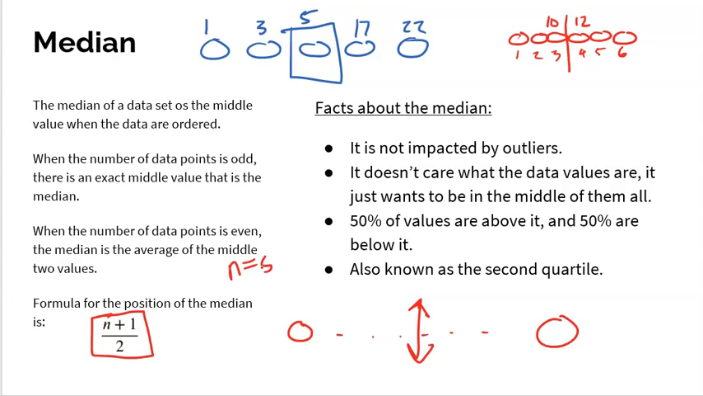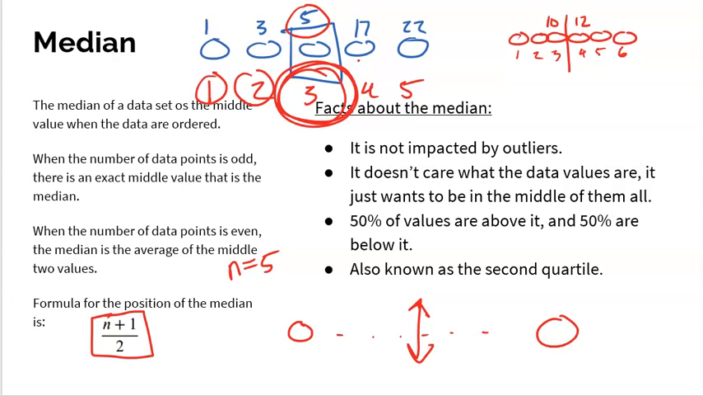If I have 5 pieces of data, and I say, okay, I got them in order. Here's the 1st, here's the 2nd, here's the 3rd, here's the 4th, here's the 5th. Okay, where's the median? Well, 5 plus 1 is 6. 6 divided by 2 is 3. That tells me that the median is not 3. The median is the 3rd value. So here's the 1st value, here's the 2nd value, there's the 3rd value, there's the median. So again, if my numbers were 1, 3, 5, 17, 22, the median would therefore be 5, the 3rd value.